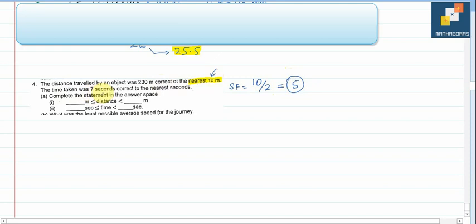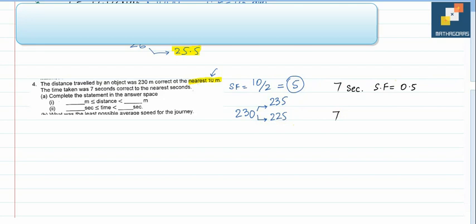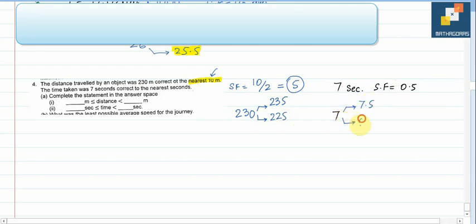The time taken was 7 seconds, correct to the nearest second. So the scale factor is 1 upon 2. The distance is 230, so the upper bound will be 235 and the lower bound will be 225, because the scale factor is 5. The time is 7 seconds, and the scale factor for time is 1 upon 2, that means 0.5 seconds. So for 7 seconds, the upper bound will be 7.5 and the lower bound will be 6.5.